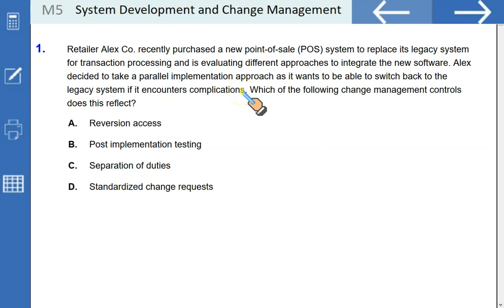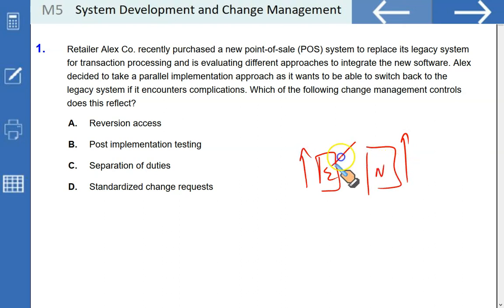Fairly safer approach means two systems will be run simultaneously, the existing one and the new one, and they will be run parallel. If there is any problem, they can always move back to the existing system. So this is the parallel implementation approach. Now, the question is, which of the following change management controls does this reflect?